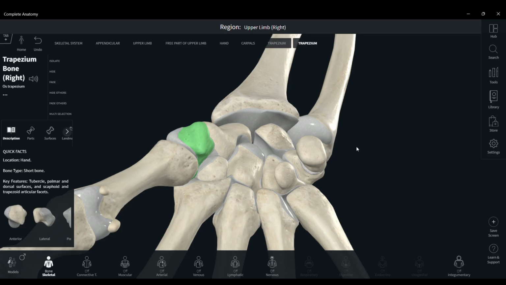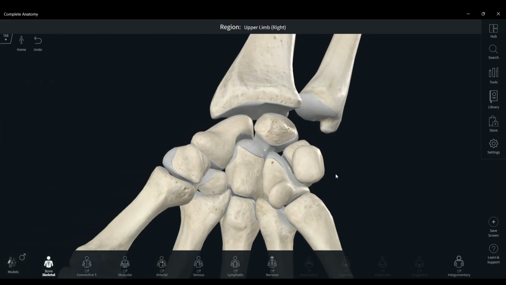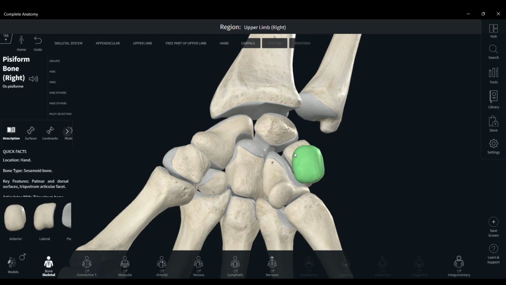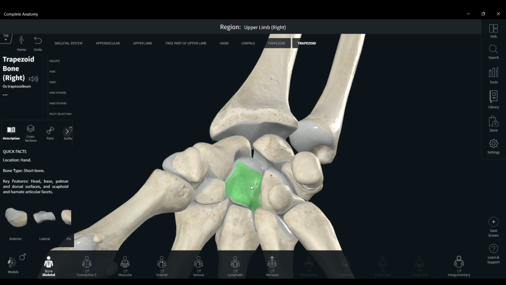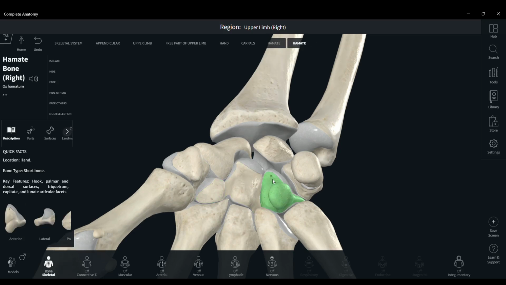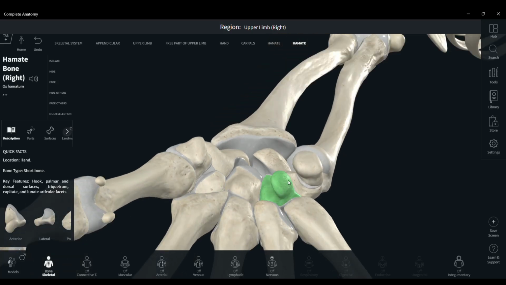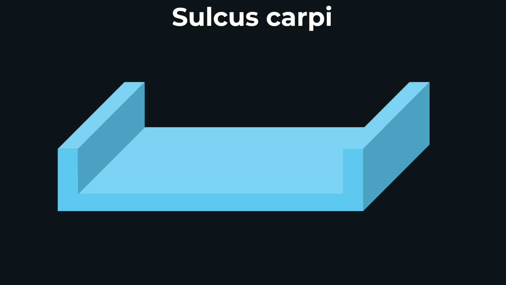In summary, it is useful to fix the scheme in mind like this: 8 bones in 2 rows. The proximal row is scaphoid, lunate, triquetrum, with the pisiform sitting on top. The distal row is trapezium, trapezoideum, capitatum, hamatum. The concave palmar arch forms the sulcus carpi, bounded medially by the pisiform and the hamulus, and laterally by the scaphoid and trapezium tubercles. Now let's look at the sulcus carpi, the palmar groove of the wrist.